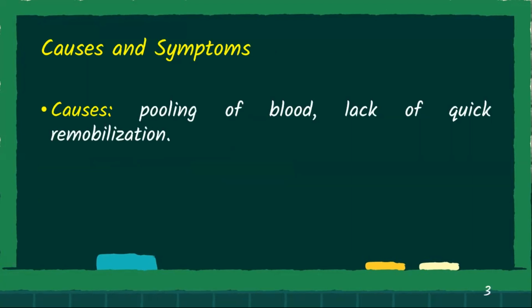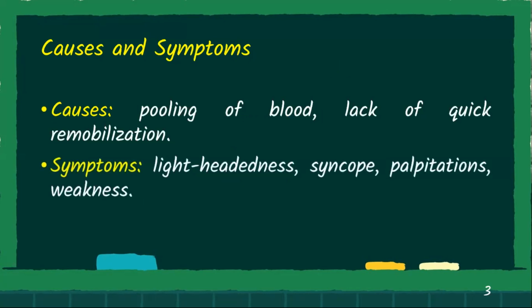Orthostatic hypotension occurs due to blood pooling in the periphery, not remobilizing quickly enough when standing up. This can lead to reduced blood flow to the brain, causing lightheadedness or fainting. Symptoms include palpitations and general weakness.